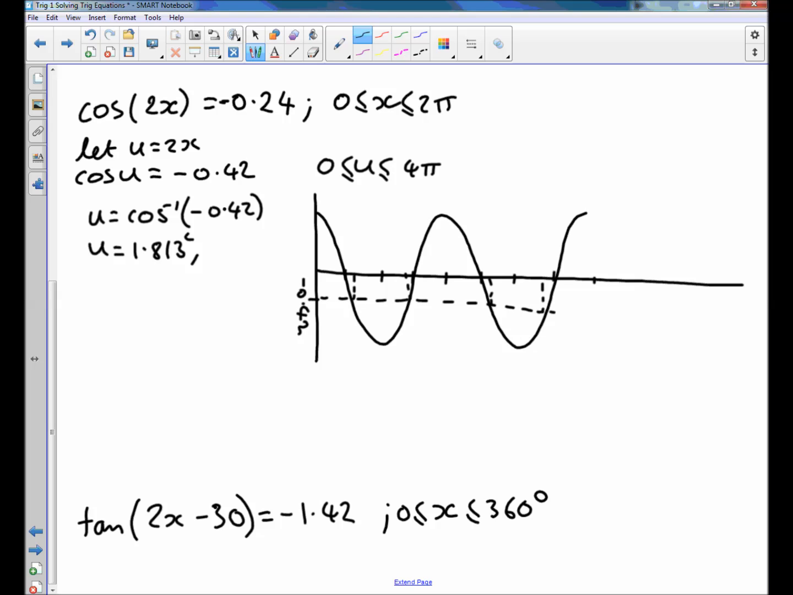We're going to have our principal solution at 1.813 radians. We're going to have our secondary solution at 2 pi minus 1.813. So that means my first secondary solution is going to be 4.470. My third secondary solution is going to be 1.813 plus 2 pi, which gives me 8.096.